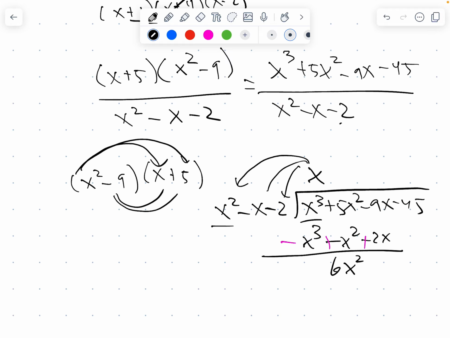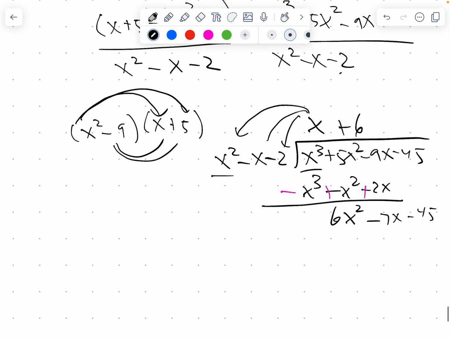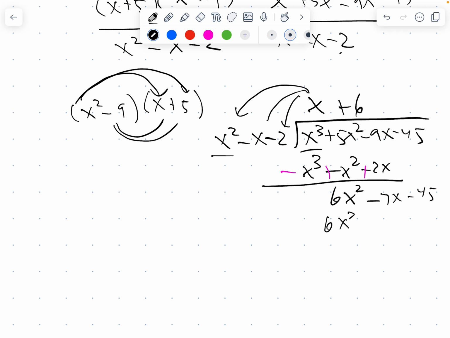6x squared minus 7x. Okay, and then we'll bring down that minus 45. Okay, so then we're going to do plus 6, and if we multiply that out now, that's going to give us 6x squared minus 6x minus 12. But we've got to flip those signs, and when we do that, we get our result, which is negative x minus 33. And that's our remainder. We're going to put it on top of here.